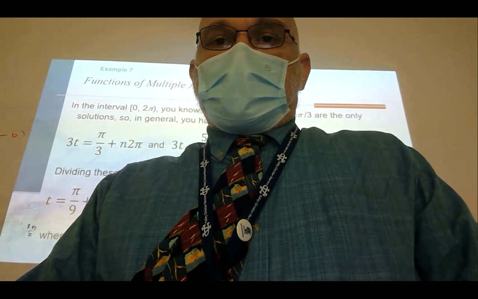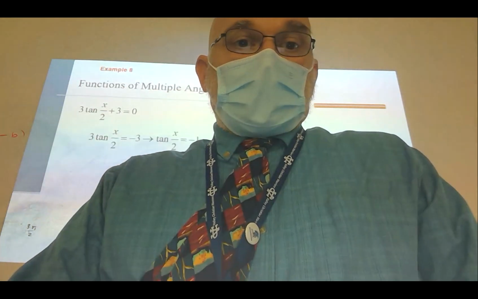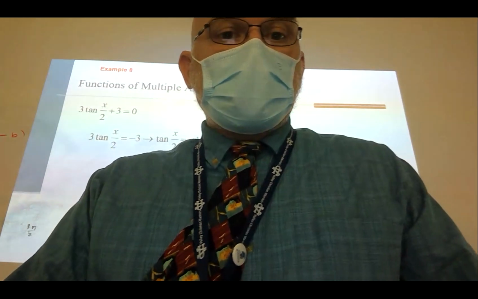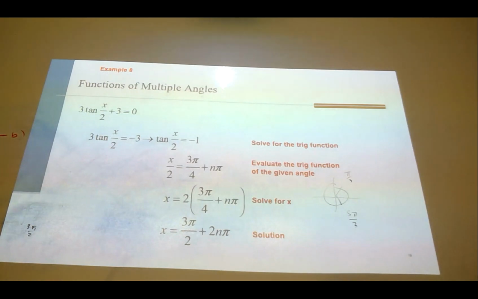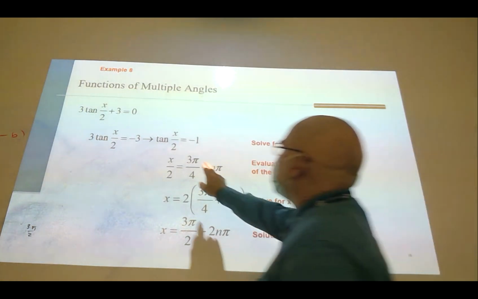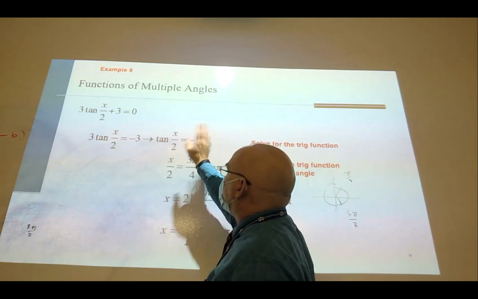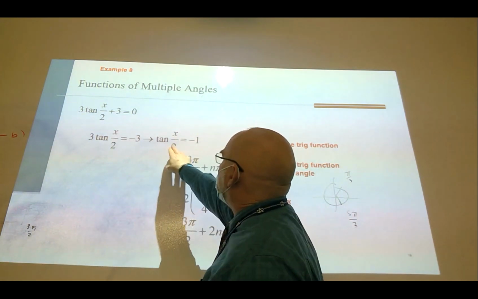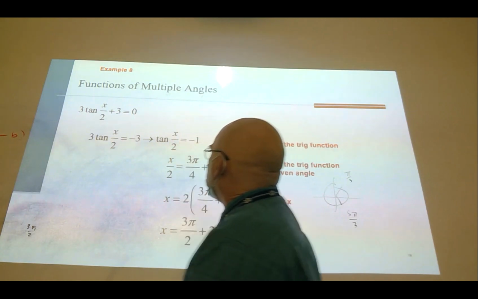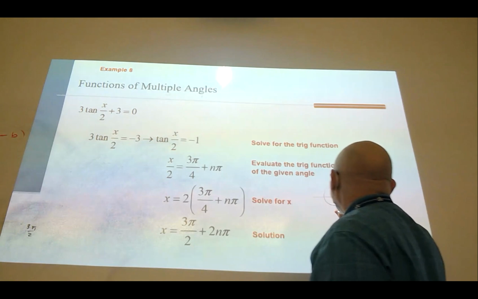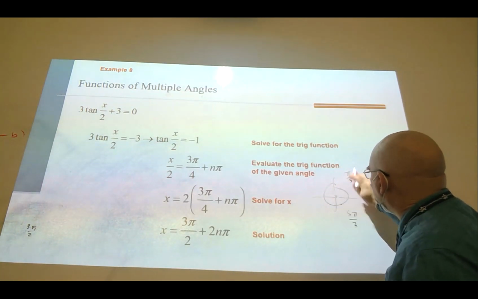All right, let's take a look at another example here. Three tangent of x over 2 plus 3 equals 0. Well, I could rewrite this as 3 tangent of x over 2 is negative 3, divide through by 3, and I've got tangent of x over 2 is equal to negative 1. Well, tangent is equal to negative 1 here in quadrants 2 and 4.